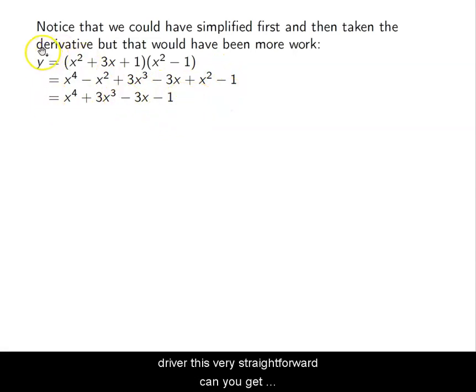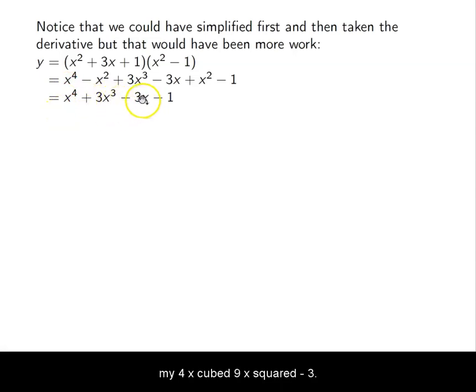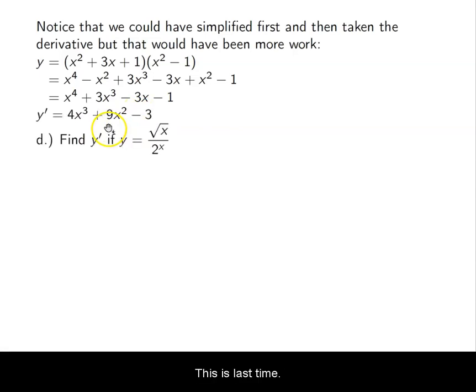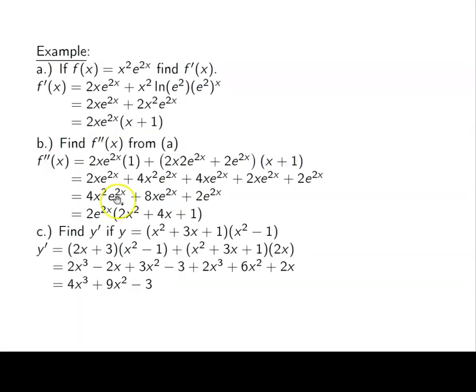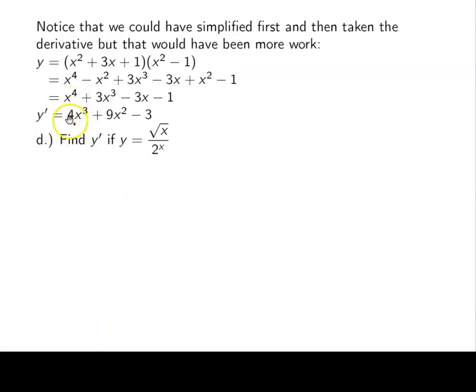So now when I take the derivatives, very straightforward. I'm going to get my 4x cubed, 9x squared, minus 3. Okay, which is what we had last time. 4x cubed plus 9x squared minus 3.